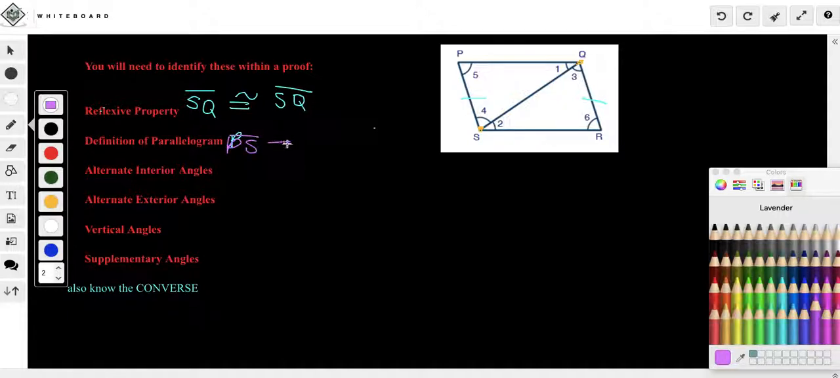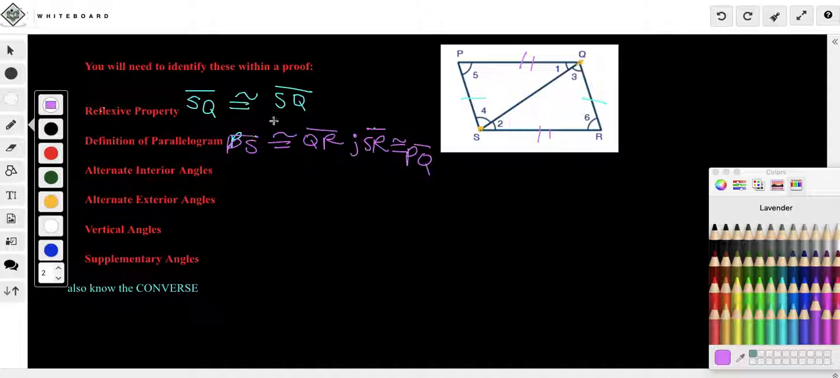PS is congruent to QR. Those line segments would be congruent. The reason for that would be the definition of a parallelogram. Same thing for SR and PQ. So I'm just going to write that here too. SR is congruent to PQ. That's going to be your same reasoning because we have to know what our definition of a parallelogram is.